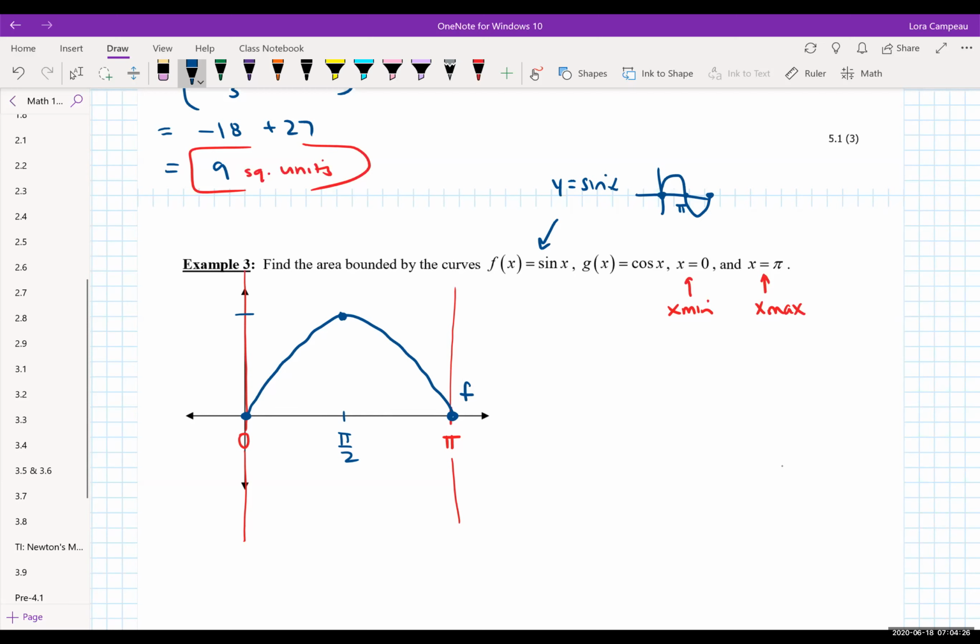Now, if you remember g of x, let's draw that. Y equals cosine x. If you remember, it starts at positive 1 and it ends at positive 1 at 2 pi. In the middle, it's at negative 1 at pi.